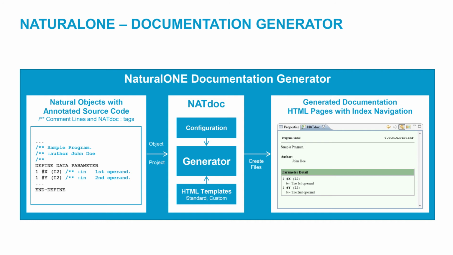To summarize, the Natural sources with our NatDoc comments and tags are parsed, and HTML files are generated in our project based on the settings and style sheet template we selected. These files can then be used to provide information about your application's interfaces to a broader audience.